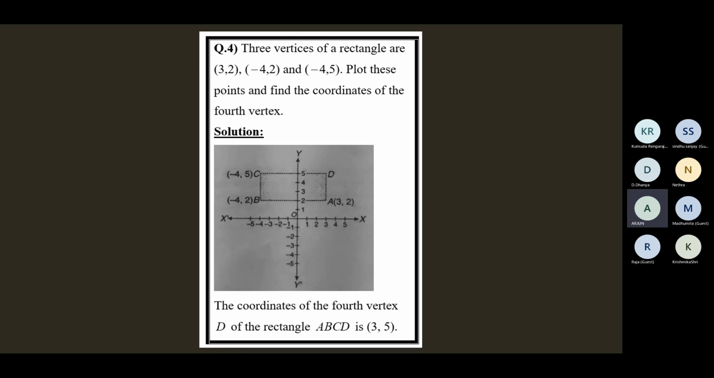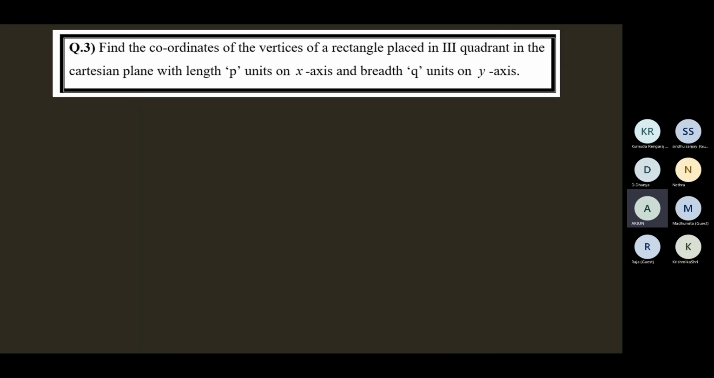Yes, ma'am. So 3 points are given. We need to plot them on graph paper, and using them, you should find the coordinates of the fourth vertex so that ABCD is a rectangle. Find the coordinates of the vertices of a rectangle which is placed in the third quadrant. It's not in the first or second, it's completely in the third quadrant, children.